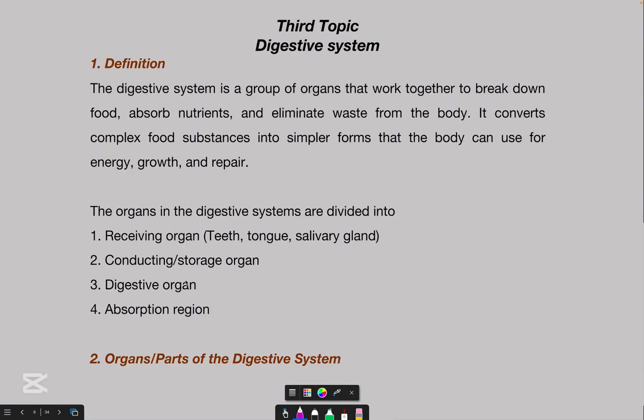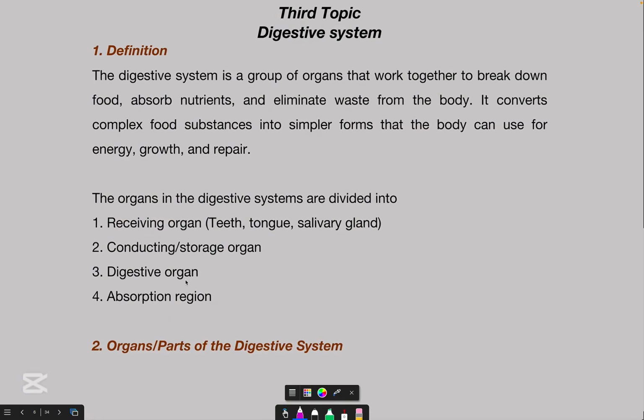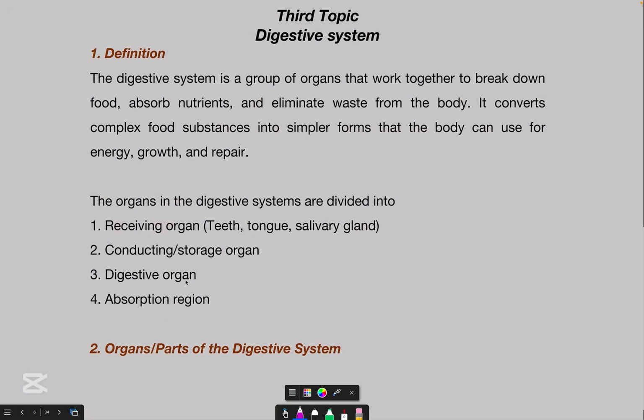There are three major functions of the digestive system. One, break down the food, absorb the nutrients, and eliminate waste from the body. Is that okay? It converts complex food substances into simpler forms that the body can use for energy, growth, and repair.